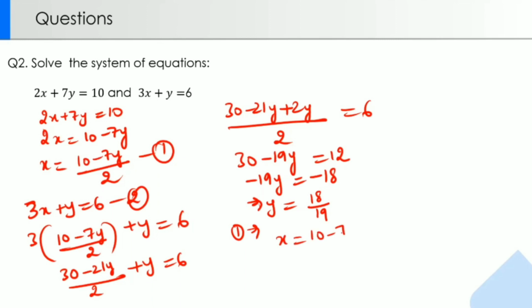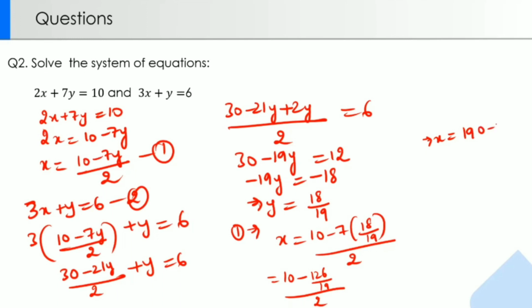So this is (10 minus 7 times 18 over 19) upon 2. This will give me 10 minus 18 into 7, so that is 126 over 19, whole upon 2. This equals, let me take LCM, (190 minus 126) over 19, and this 19 will be multiplied by 2, so you get 38. So this is 64 over 38. In the simplest form, you can write it as 32 over 19. So this is the value. So x is 32 over 19 and y is 18 over 19. So this is about the substitution method.